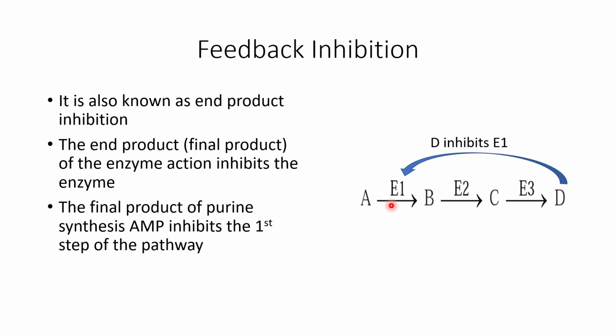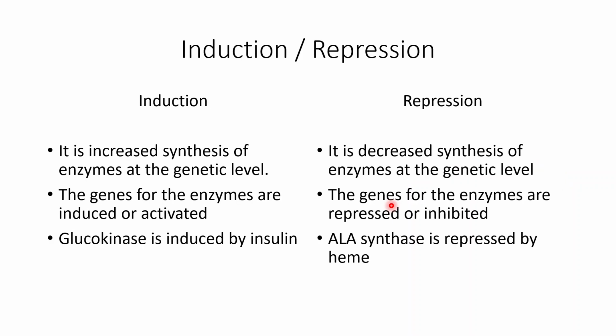Okay, so these are the types of enzyme inhibition that we have discussed. Next, we have induction and repression. So what do we mean by induction and repression? Induction is basically increased synthesis of enzyme at the genetic level. So when the genes start functioning more and the enzyme synthesis is increased, that is called induction.